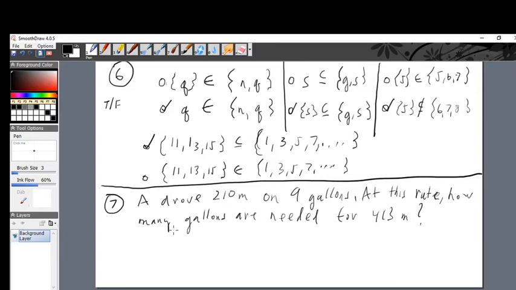Okay. A ratio. Hopefully you can tell that this is a ratio right away. 210 miles you get with 9 gallons equals 413 miles is what we're interested in, but we don't know how many gallons. That's the x. That is the unknown. There's our ratio. Cross multiply. Top left times bottom right is 210x.